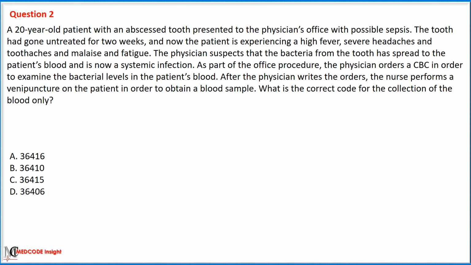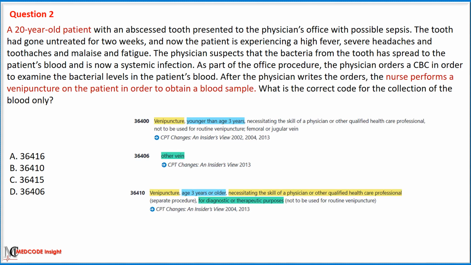Option A with code 36,416, option B with code 36,410, option C with code 36,415, option D with code 36,406. In the given scenario, the nurse performed a venipuncture on a 20-year-old patient to obtain a blood sample. Based on the patient's age, we first eliminate option D with code 36,406, used for venipuncture on a patient younger than 3 years. We will also eliminate option B with code 36,410, as this code is used for blood collection that requires the skill of a physician, not a nurse.